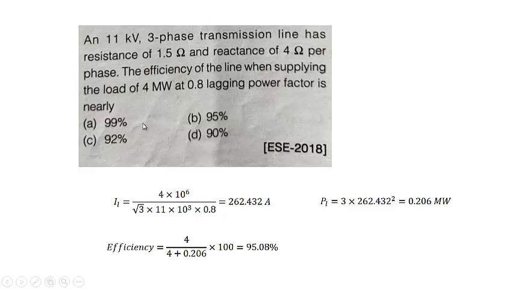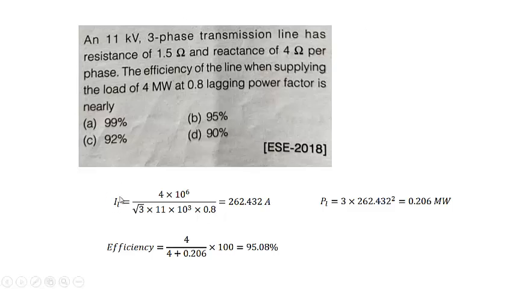One more question. An 11 kV three-phase transmission line has a resistance of 1.5 ohm and reactance of 4 ohm per phase. The efficiency of the line supplying the load of 4 megawatt at 0.8 lagging power factor is. Since it is not given whether this is a long, short, or medium transmission line in terms of length, since you are given 11 kV, you can assume that this is a short transmission line.